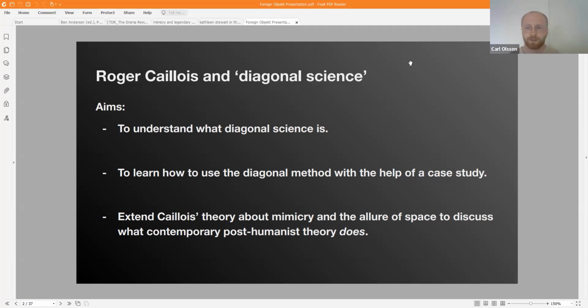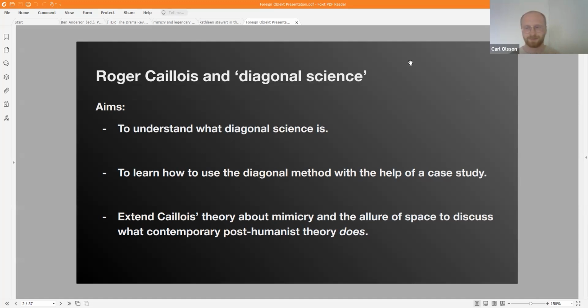First of all, I would like us to think a little bit about what this term diagonal science might mean. It's something that Caillois coins, and we're going to start there to get some slight sense of it. And then we're going to try using it and see what it might mean as a method with the help of a case study, which is precisely of the lure of space, something that Caillois talks about in an article called Mimicry and Legendary Psychasthenia.